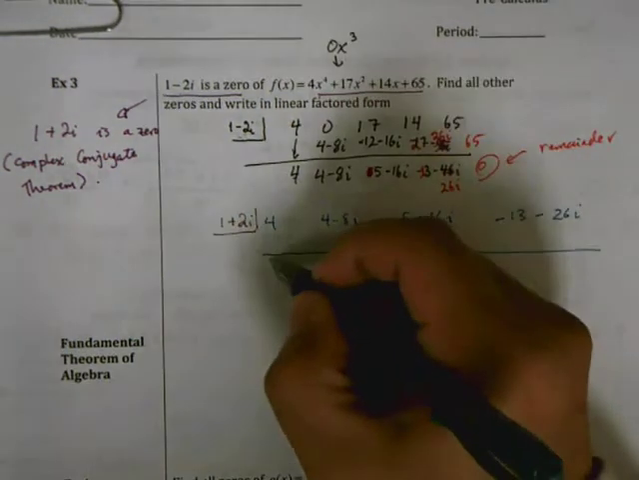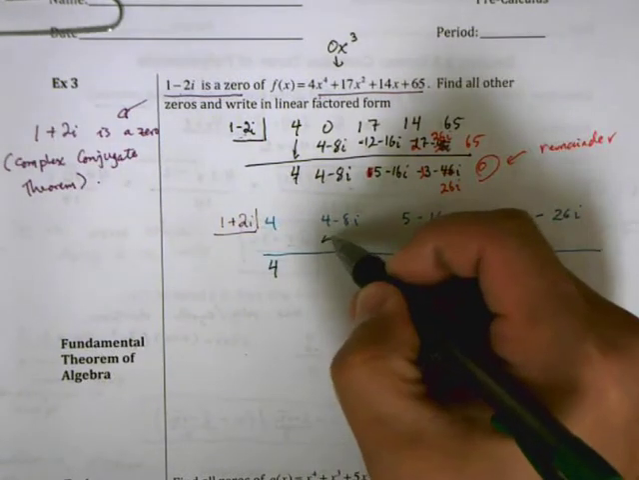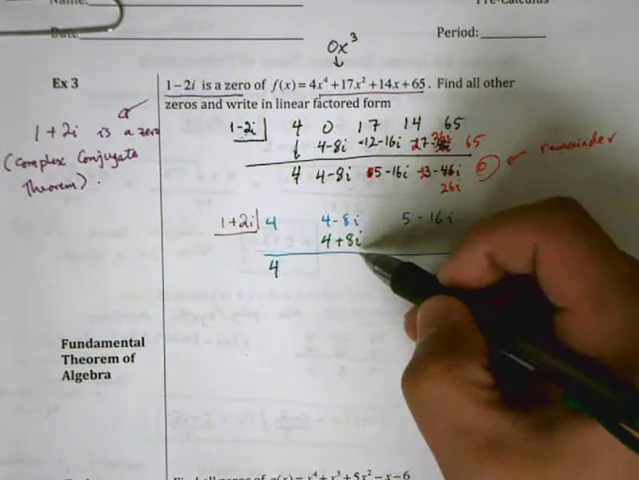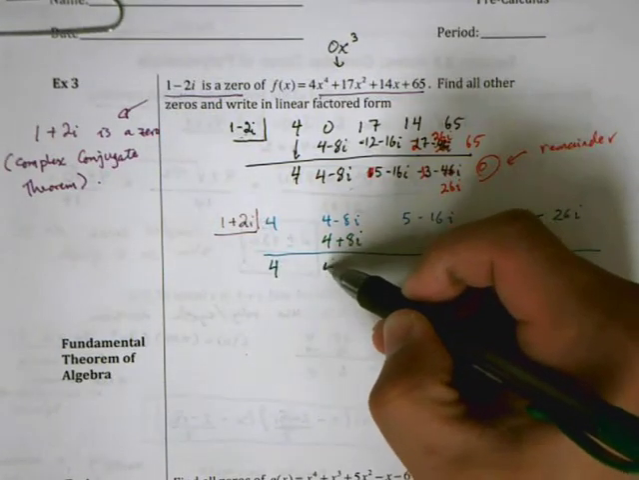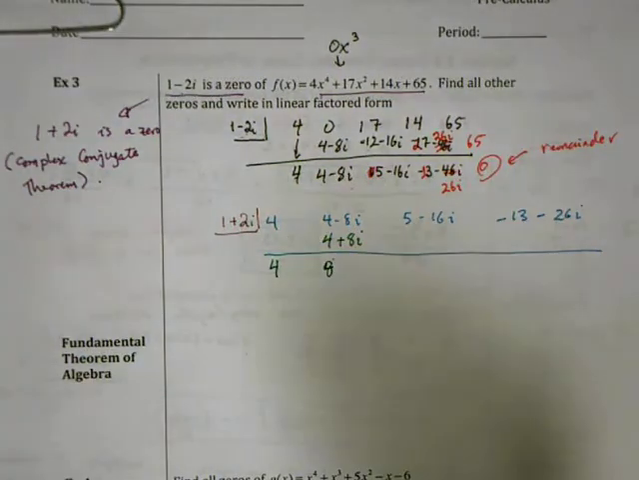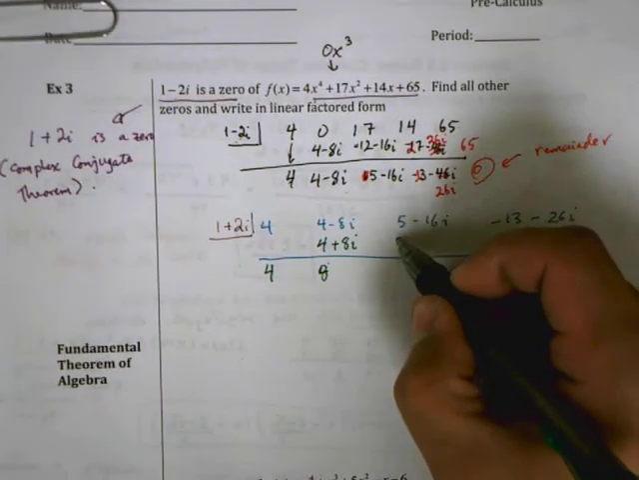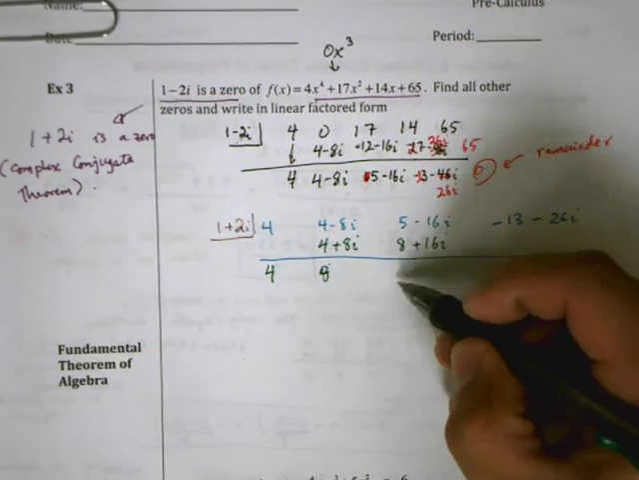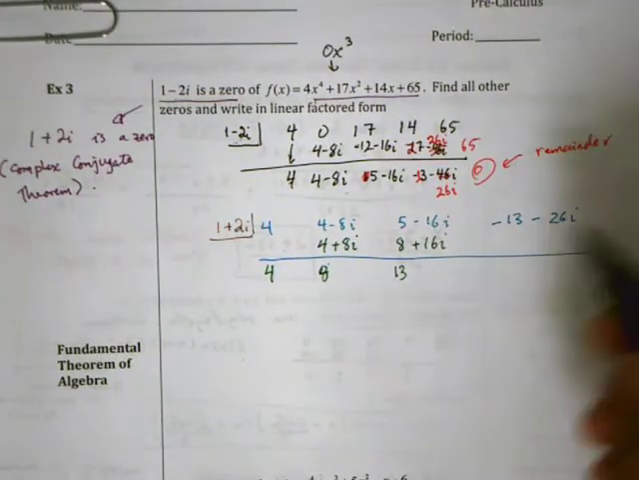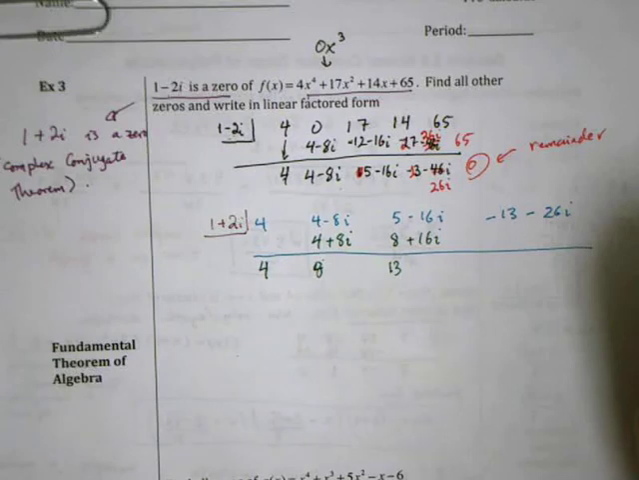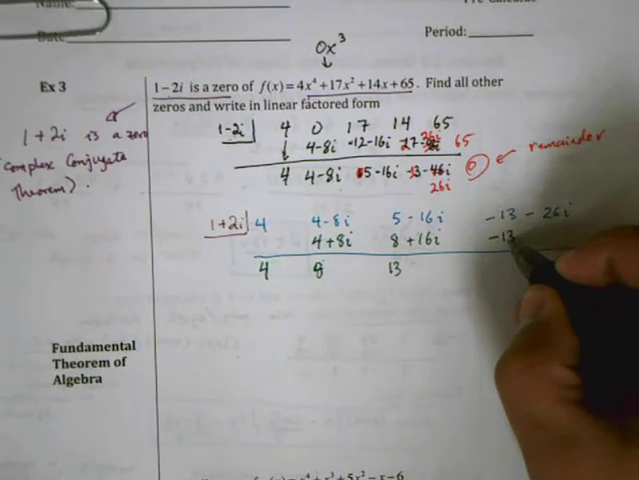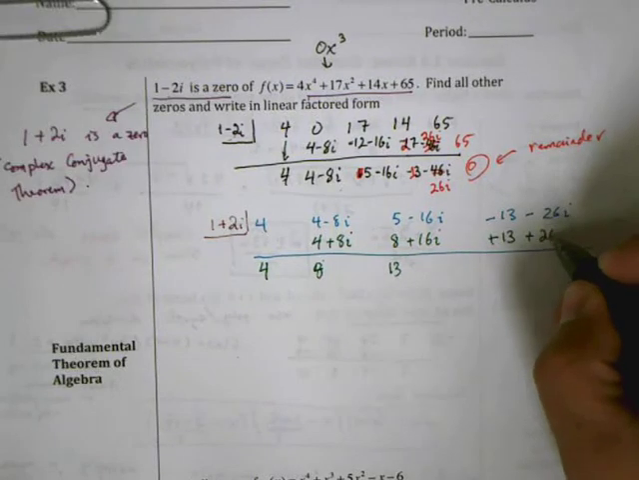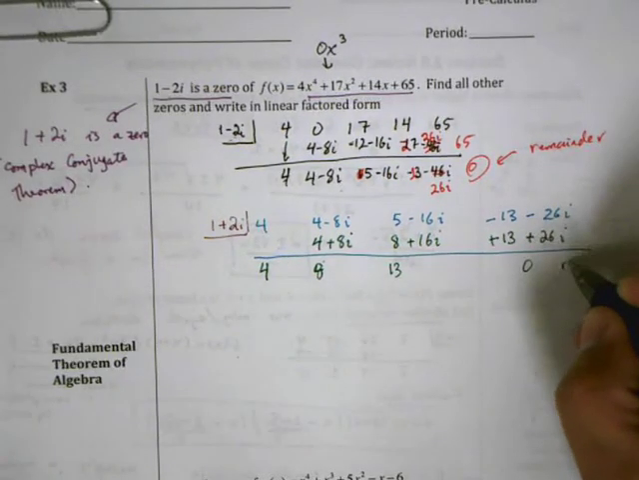First, I'm going to bring down the 4, then multiply. I'm going to get 4 plus 8i. And you can see here the imaginary terms are going to cancel, and it's just going to leave me with 8. 8 times 1 plus 2i is 8 plus 16i. And then these imaginary terms are going to cancel, leaving me with 13. 13 times 1 plus 2i gives me, I'm sorry, positive 13 plus 26i, and this is 0, which is my remainder.